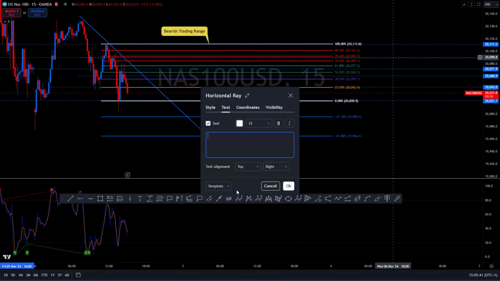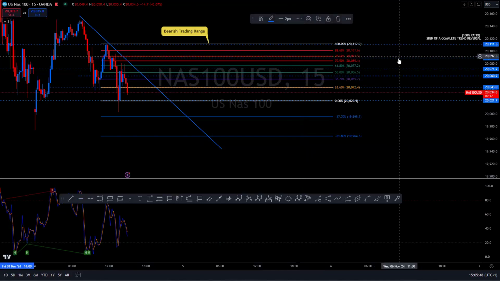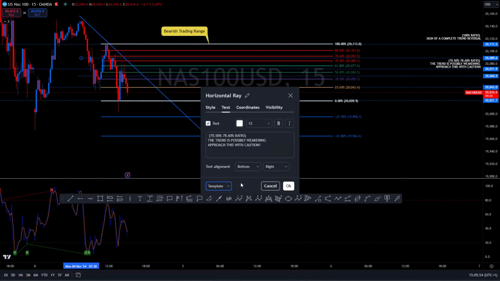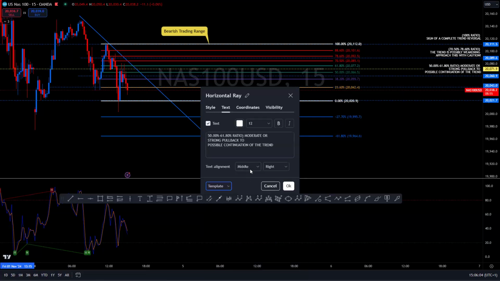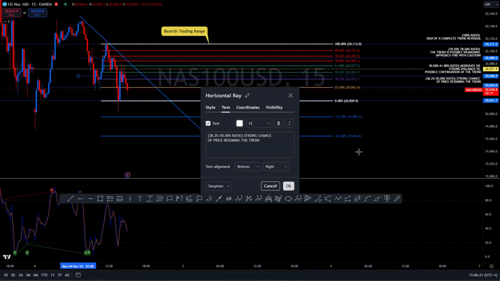So now we're going to label these. This is for the 100, so let's bump that to the top here. And the 70 to 78, we're going to bump that to the top as well. Then we've got the 50 to the 60% area. And probably let's go to the middle, 50 to the 38. I'll push that to the bottom. And this one, we're going to push to the bottom as well. So this is the 20 to the 68.